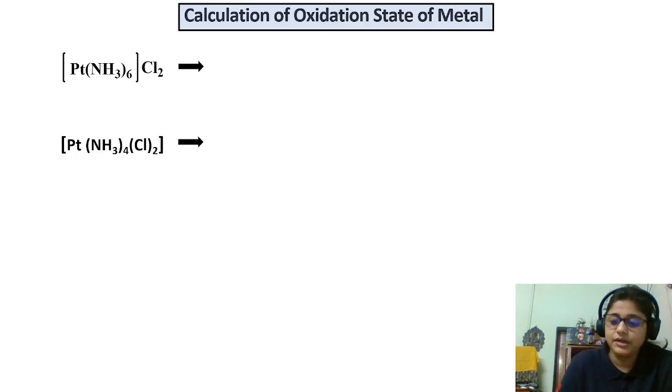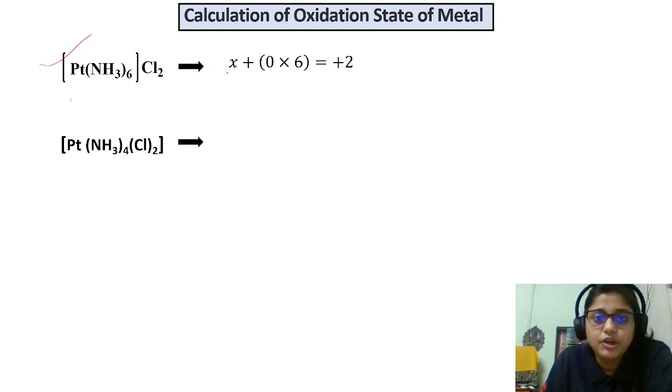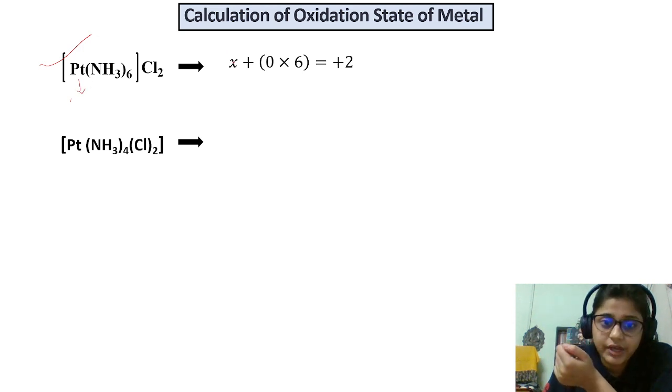I'll give some examples. Here is one example, this complex. Let's say the oxidation state of the metal is X. So X we are taking. That X is the charge on the metal, right? Oxidation state, same thing.